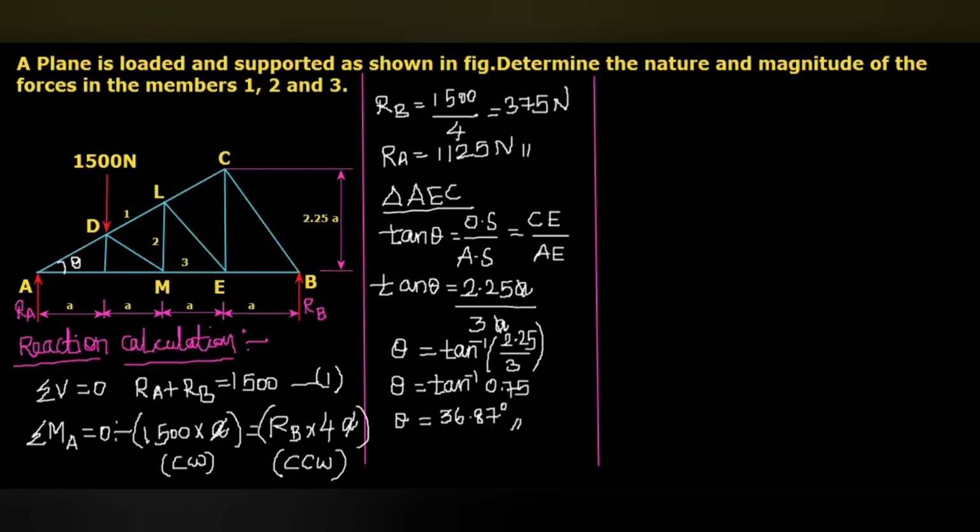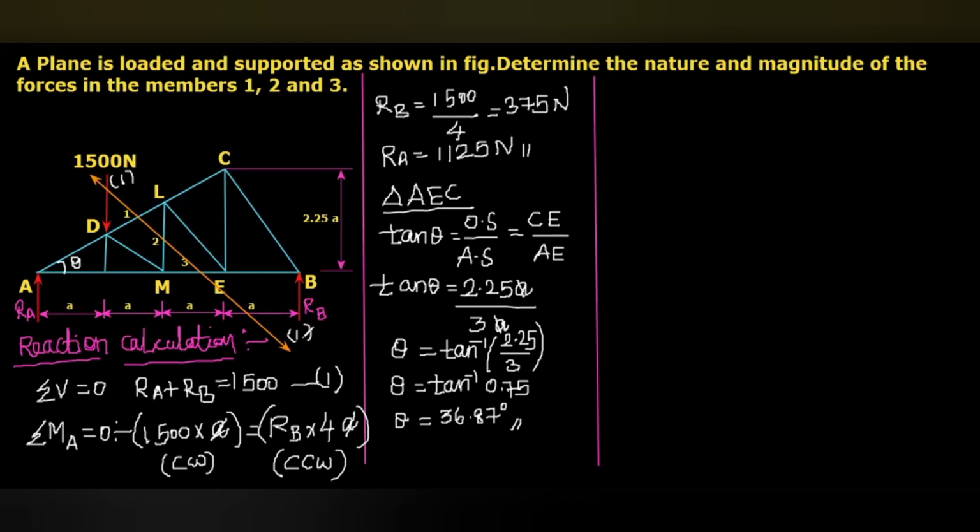And we know that we have to draw the section line. That section line I'm going to draw here, which passes through the members 1, 2, 3. That is DL is 1 here, LM that is 2, ME that is 3. So this section line 1-1 passes through the required members 1, 2, 3.